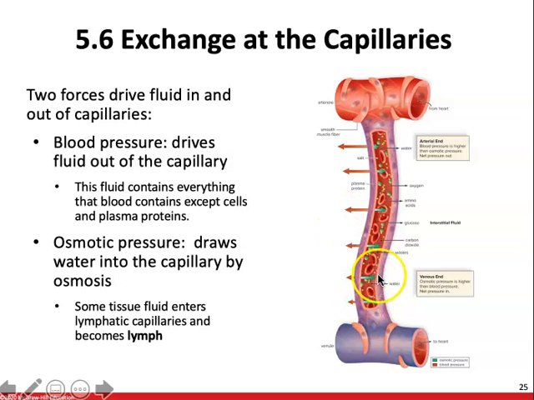Now, osmotic pressure is going to draw water into the capillary by osmosis, mostly down here at the venule end. So here we're going to see a lot of materials leaving, and down here, closer towards the venule end, we're going to see the materials, the water, the wastes coming back into the bloodstream. There is going to be some tissue fluid that enters the lymphatic capillaries, and that will become lymph. Lymph is going to eventually be returned to the cardiovascular system.